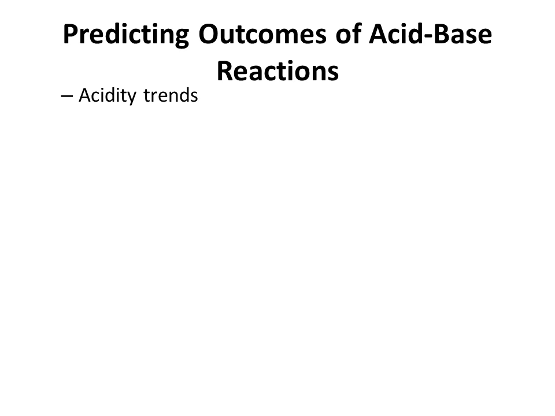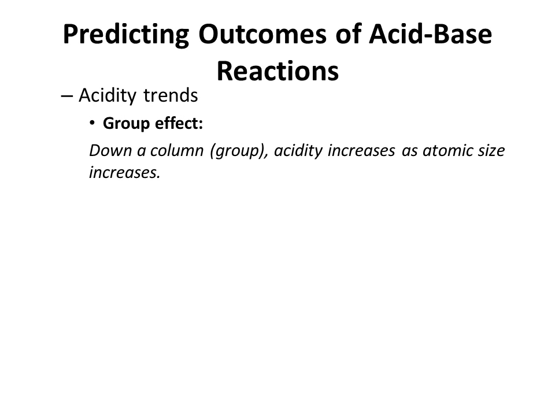Continuing with acidity trends, we have the group effect. In the periodic table, as you go down a column or group, the acidity increases as the atomic size increases. So, if you look at the example, H connected to O in water is less acidic than H connected to S in H2S, which is less acidic than H connected to selenium, Se, in H2Se.